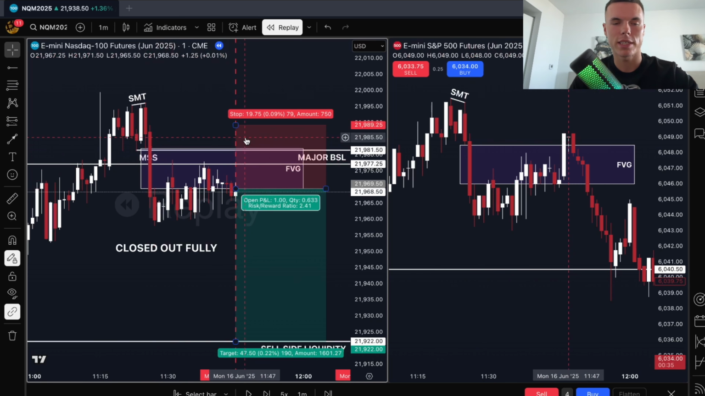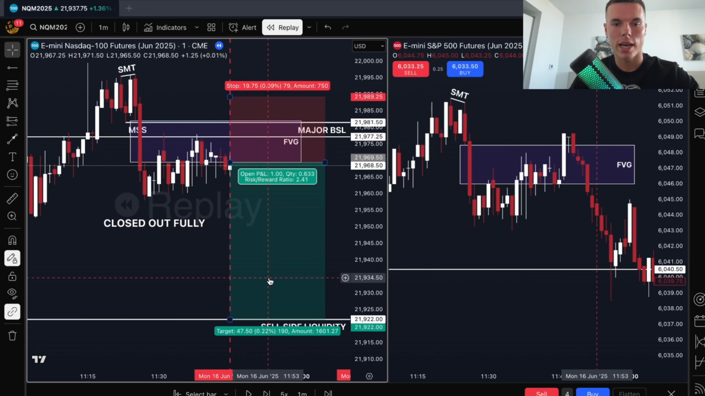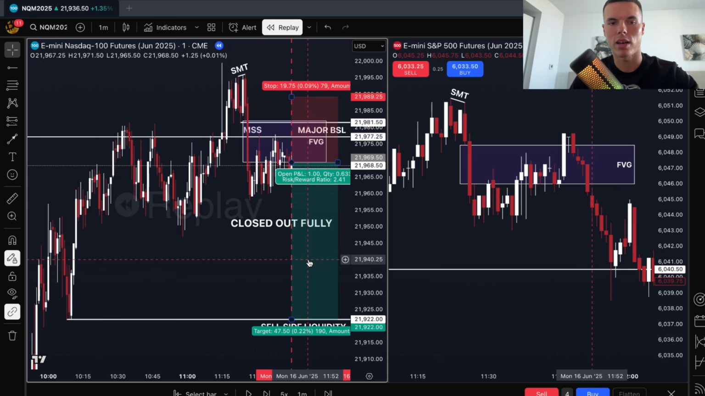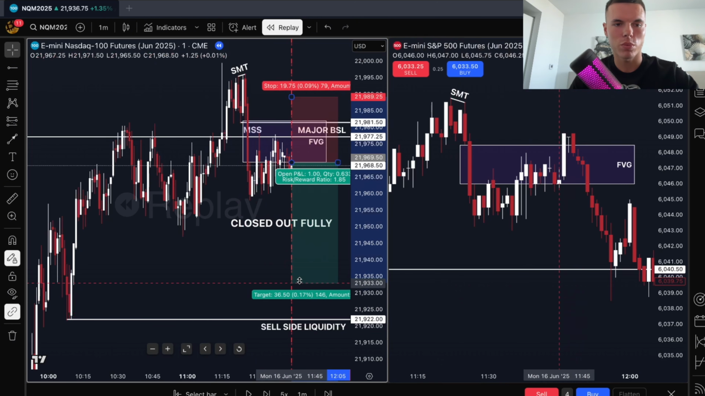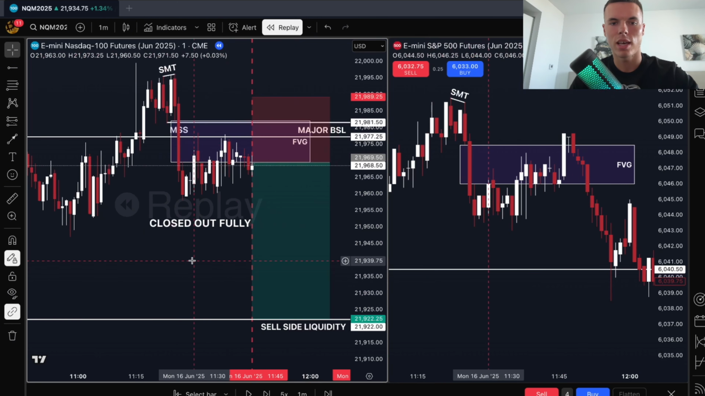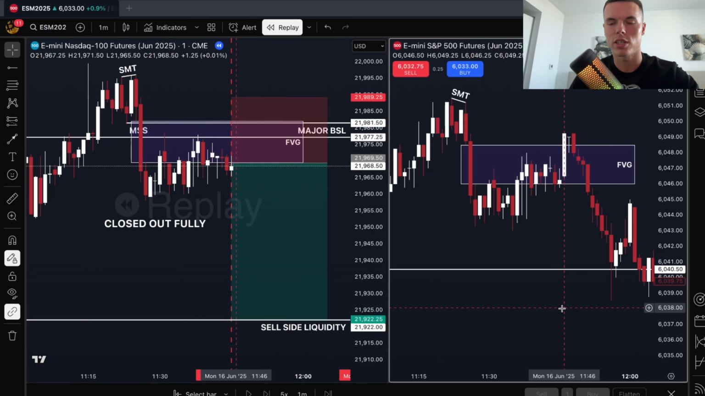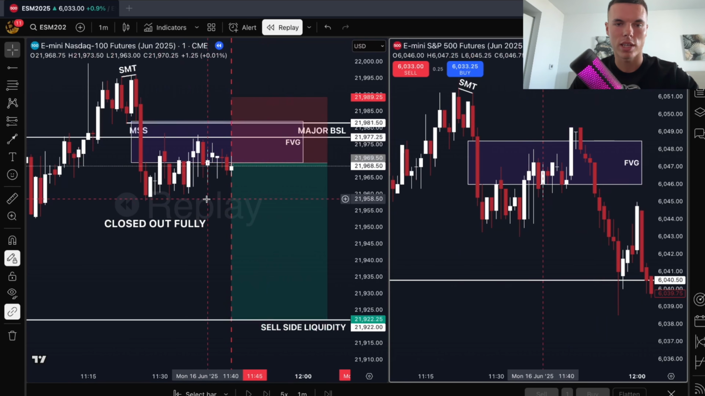I ran my stop placement at the wick's high of the breakaway gap for 19.75 handles, and I'm looking for the closest 1-minute low to give me a 2-to-1. So the first 1-minute low in this case to give me a 2-to-1 is going to be this point of sell side, hence why I closed out fully once the objective was met on ES. So let's fast forward price.